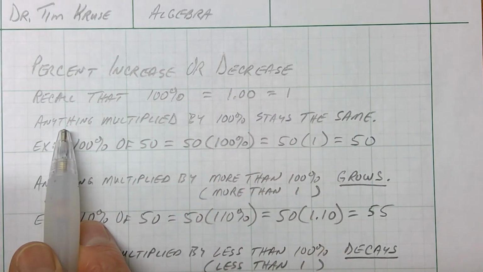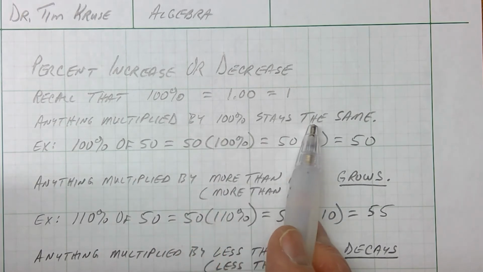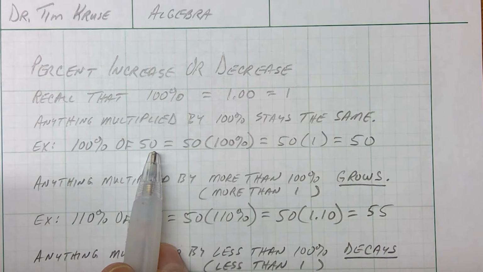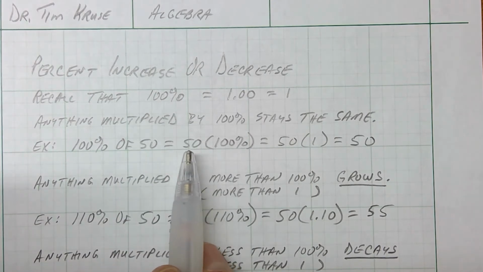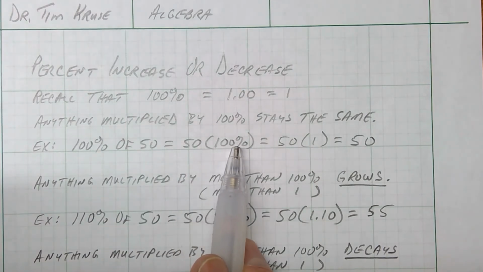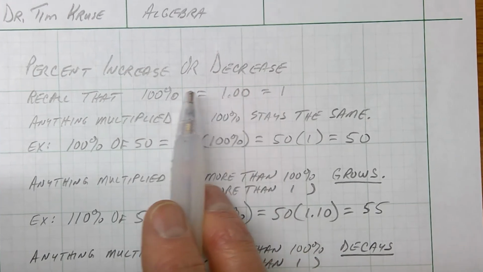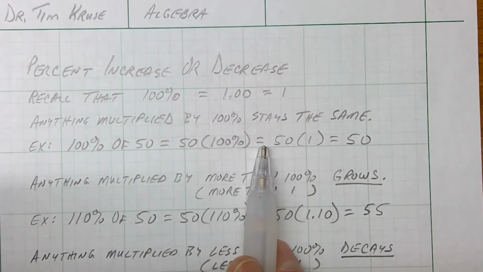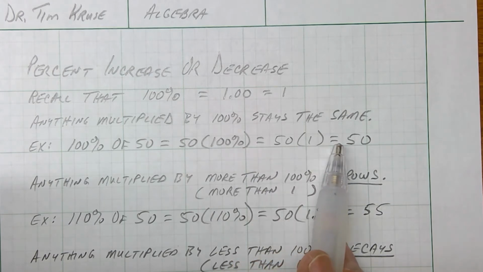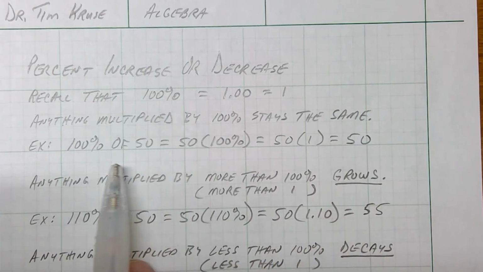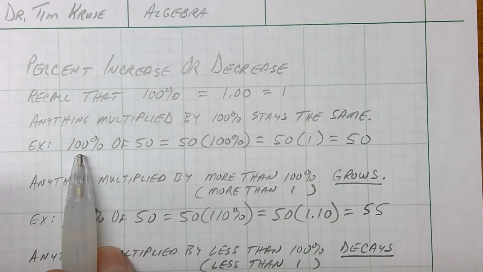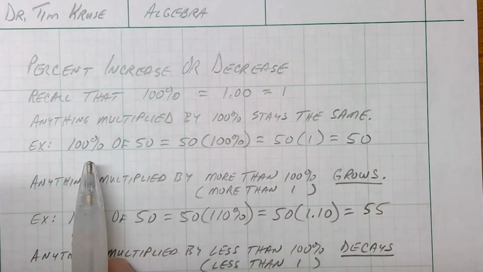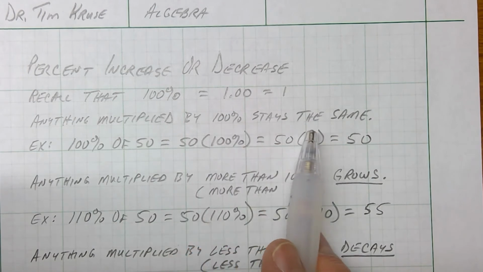So remember, anything multiplied by 100% stays the same. For example, if I say what's 100% of 50, of means times, that's 50 times 100%. Well, 100% when you change it to a decimal is 1. So 50 times 100% is the same thing as 50 times 1, which is the same thing as 50. So if you multiply 50 by 100%, you're right back at 50. Nothing changes. So multiplying anything by 100% stays the same.